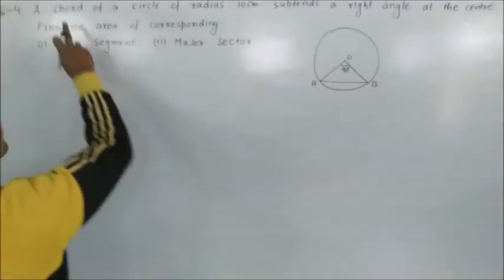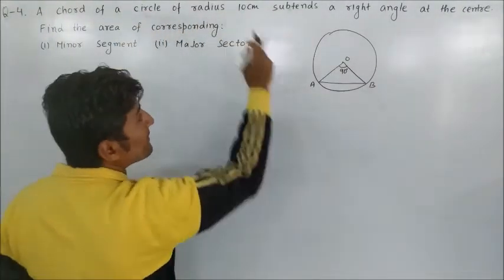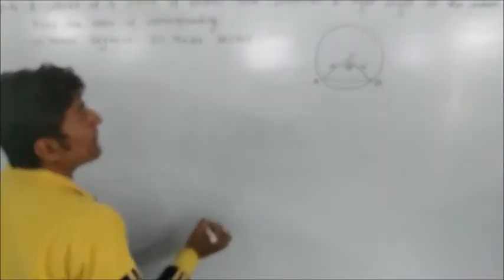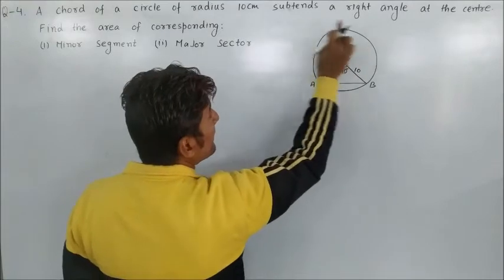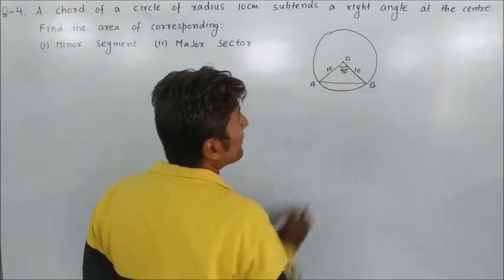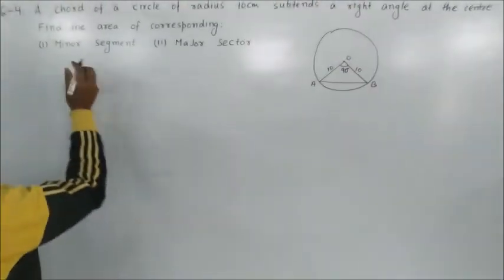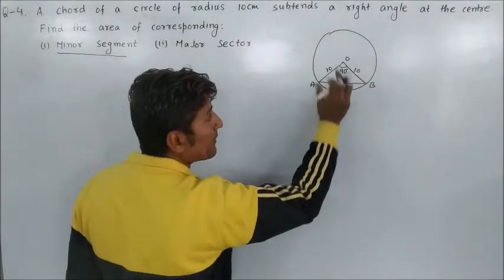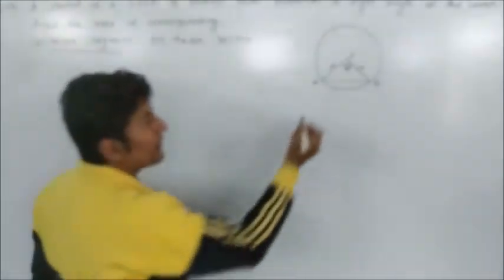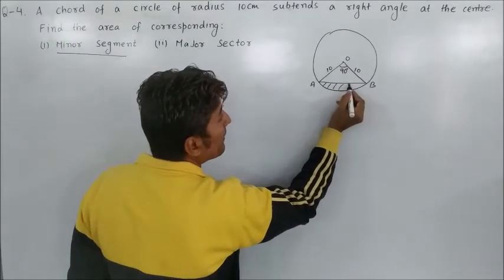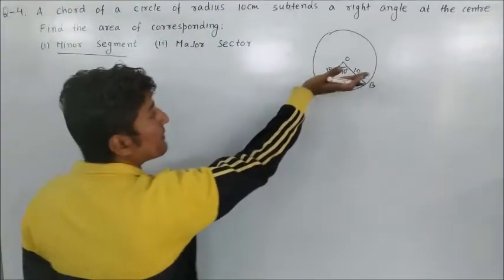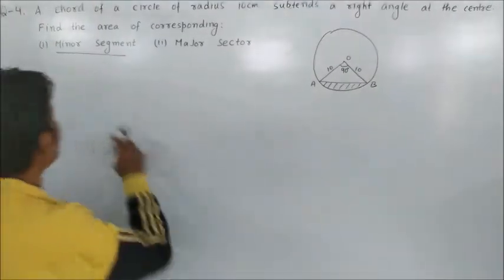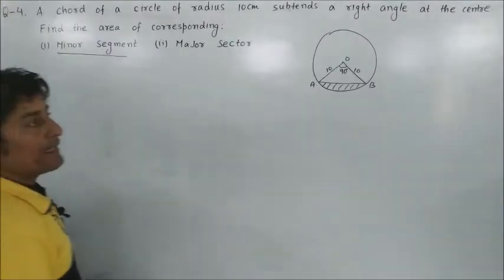According to the question, the chord of a circle of radius 10 centimeter. Radius of this circle is given 10 centimeter. This chord is subtending a right angle at the center. Then we have to find the area of corresponding minor segment. This chord is dividing the whole circle into two segments. This is called the minor segment, and this above part is termed as the major segment. So first of all, we are going to find the area of minor segment.